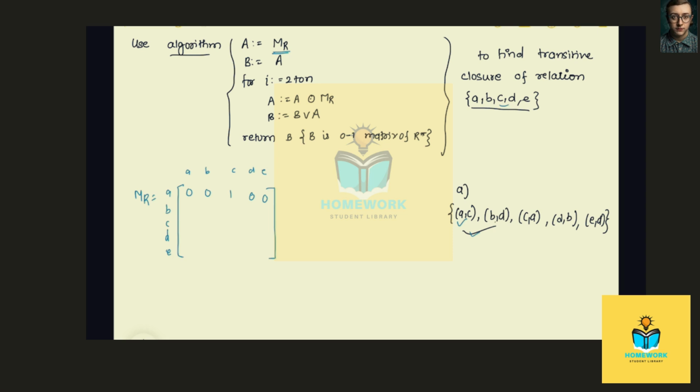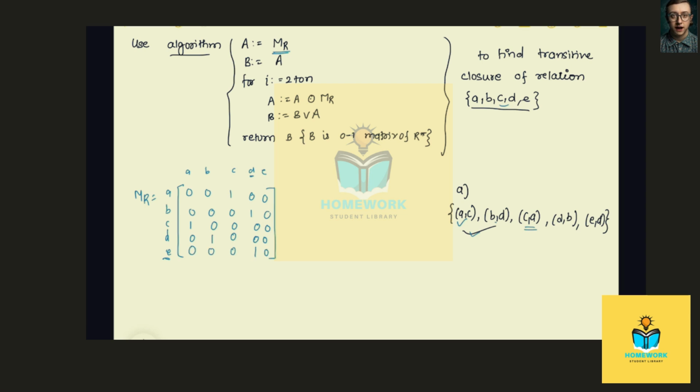For B, we have B to D and nothing else. So for B to D here, and the rest will be 0. Similarly for C, we have only one relation, C to A, so that is here 1 and the rest is 0. Then we have D to B, so D to B is here 1 and the rest is 0. And then we have E to D, so D is here and E is here, so here we have 1 and the rest is 0.